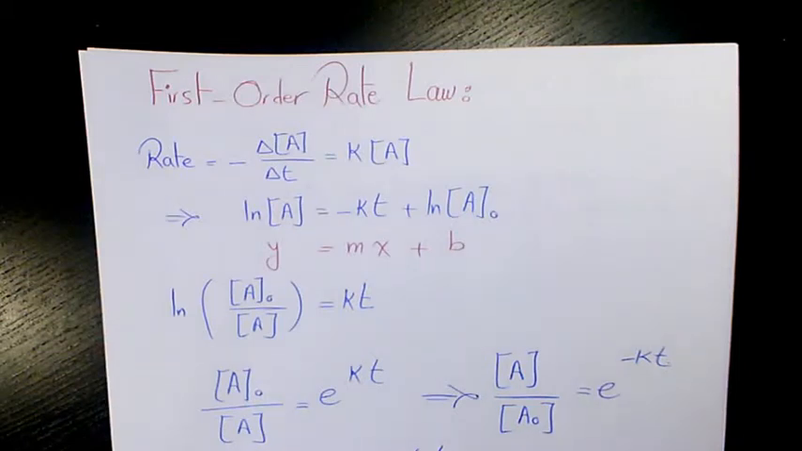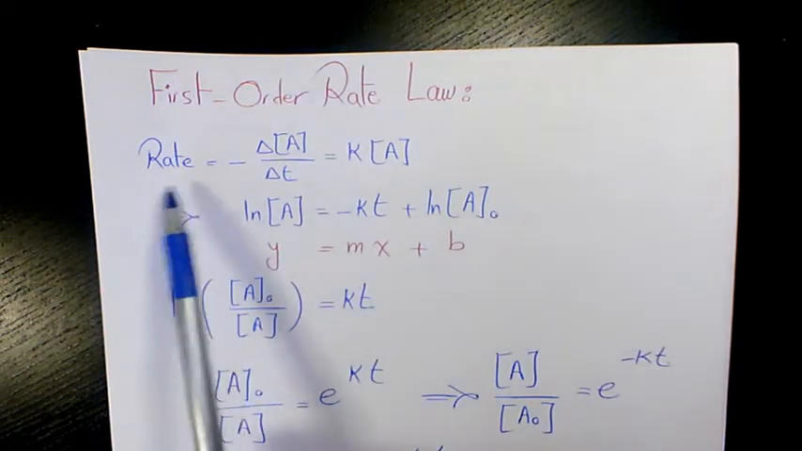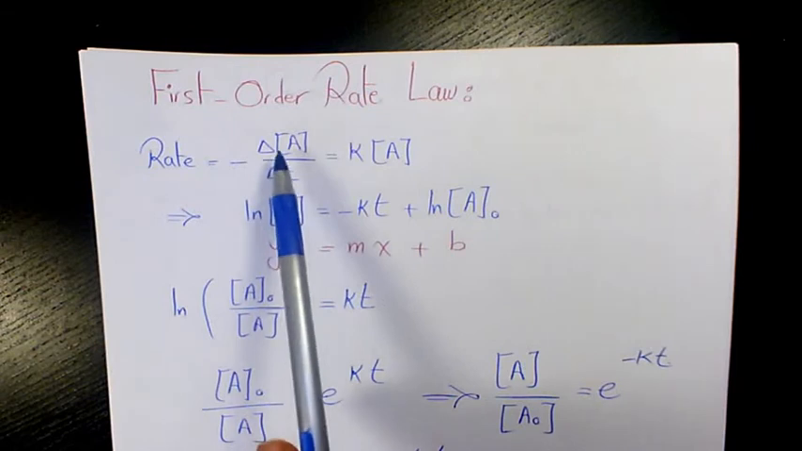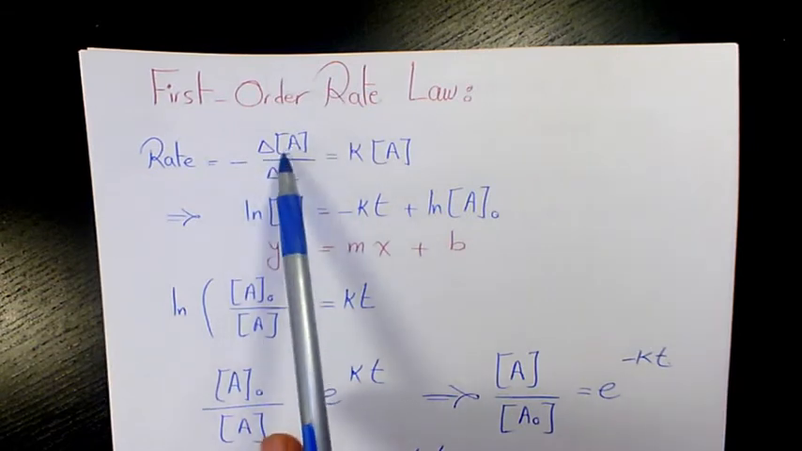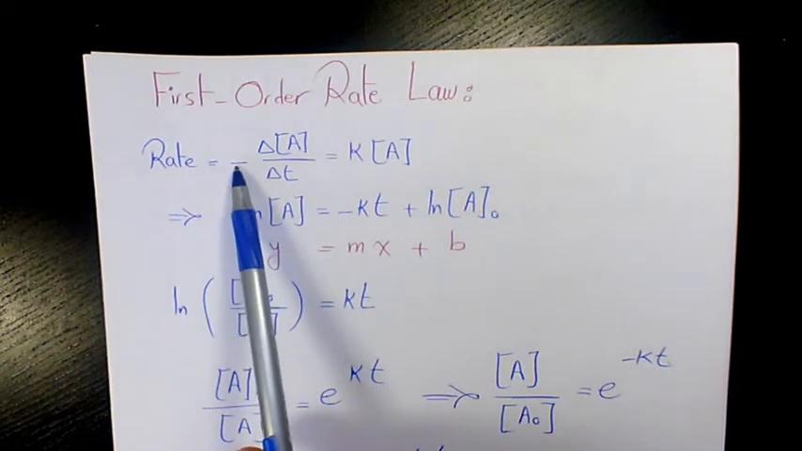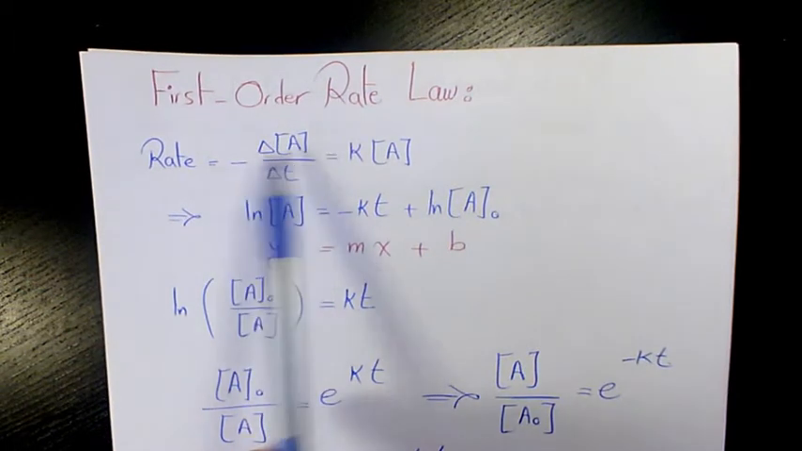Welcome to another video. In this video I want to talk about first order rate law. As you remember and as you saw in previous videos, when we are talking about rate of reaction, we can model it as change of concentration of reactant with respect to time, and we need to have the negative sign behind it to make it positive.